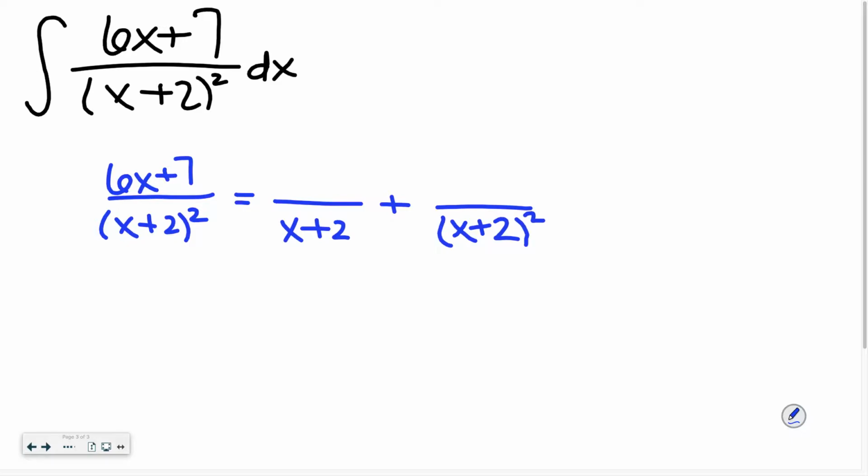So when you have repeated factors, you have to give me all of the versions of that repeated factor. So if this were x plus 2 cubed, you would add one more with x plus 2 cubed. So you would have to the first, to the second, and to the third. So you need all of the powers when they are repeated. Why?